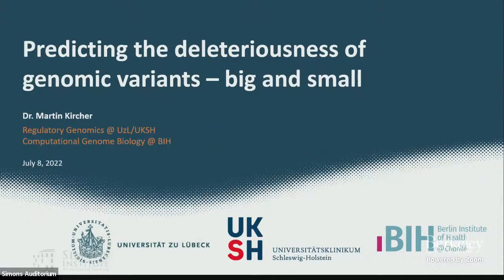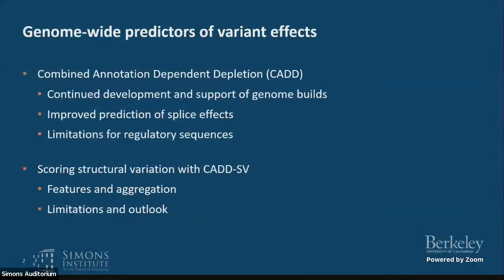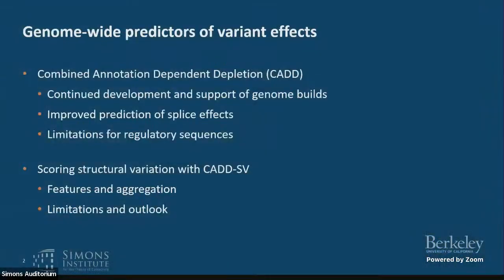So I would like to talk about something that we've been working on for a long time. It is actually related to the previous speaker, but I'm not going to explain the connection now. So the challenge of trying to infer under how much purifying selection variants are across the genome.